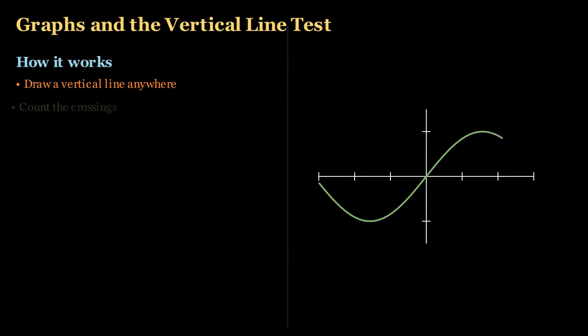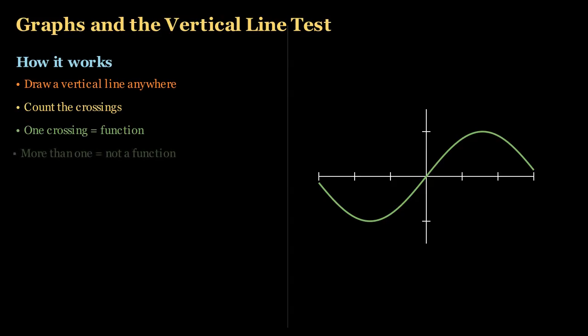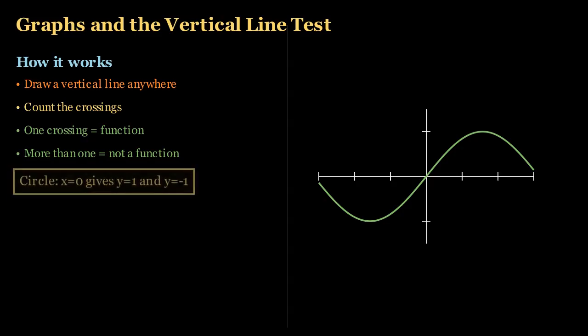If it hits more than once, then that single x is paired with multiple y values. That breaks the one output per input rule, so the graph cannot be a function. If the line misses the graph completely, that just means that x is not in the domain, which is fine. The test is simple: any vertical line must cross the graph at most once.